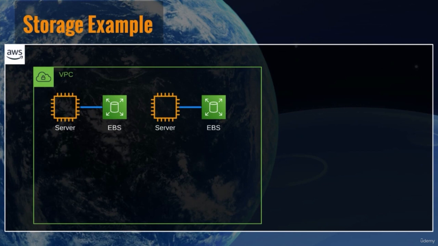But what if we want that data to be available to both of those servers? So here we've got 2 EBS volumes. What if we want that data to be on only one volume? As we know from our computer at home, we can't attach a hard drive or a block device hard drive to multiple computers. It just doesn't work like that.